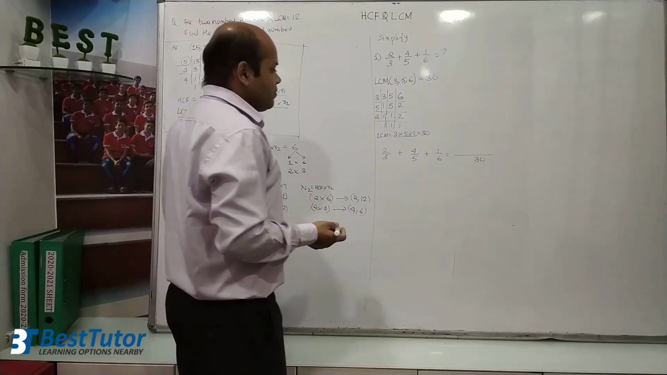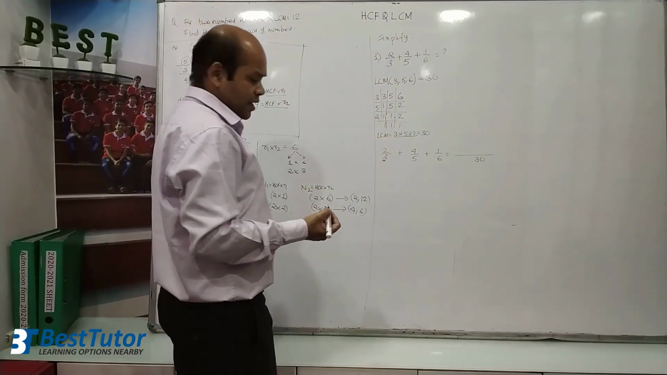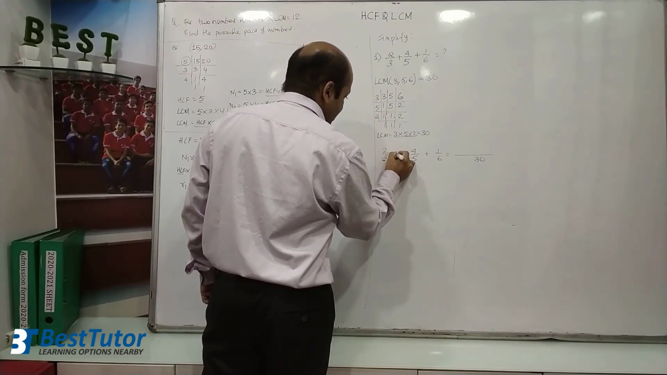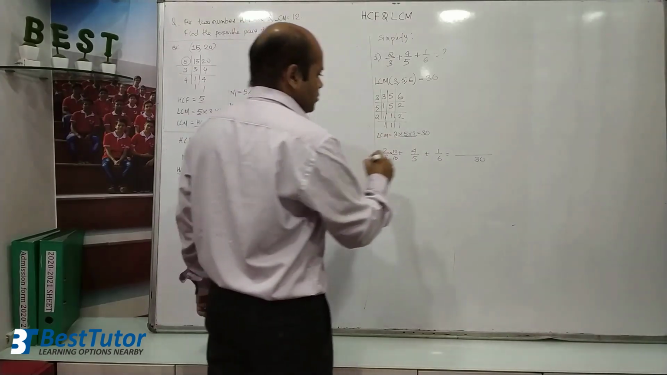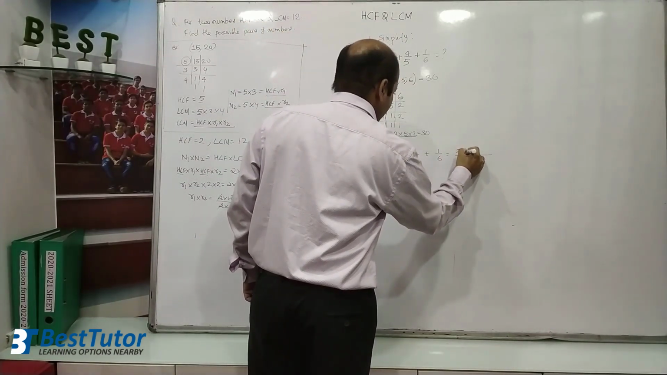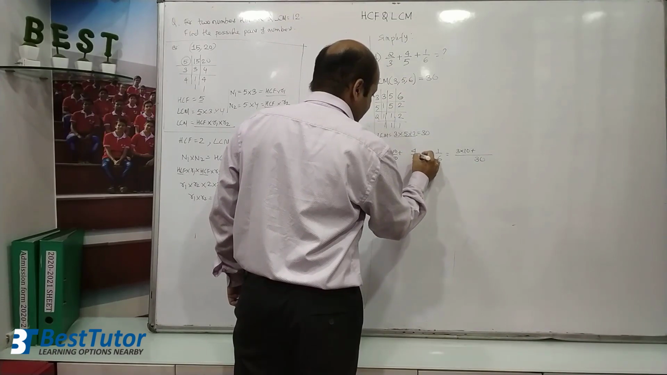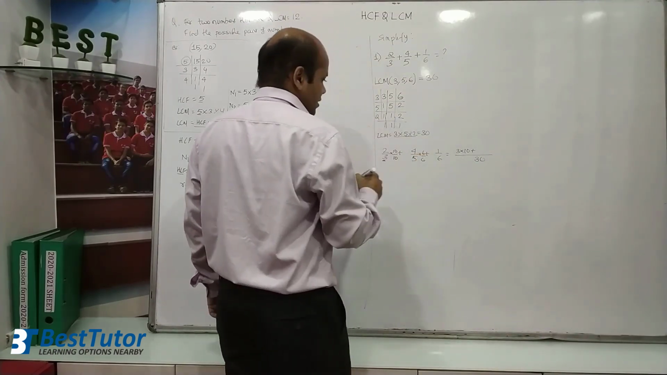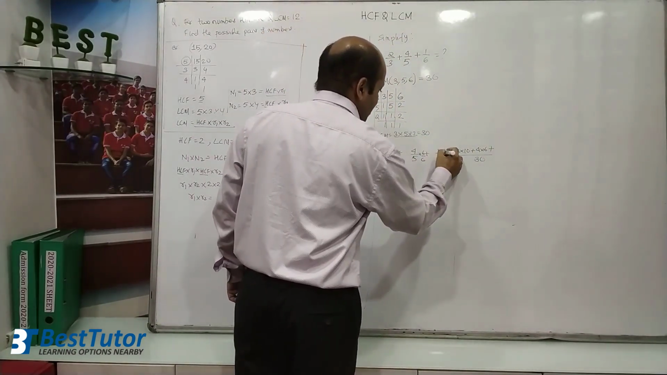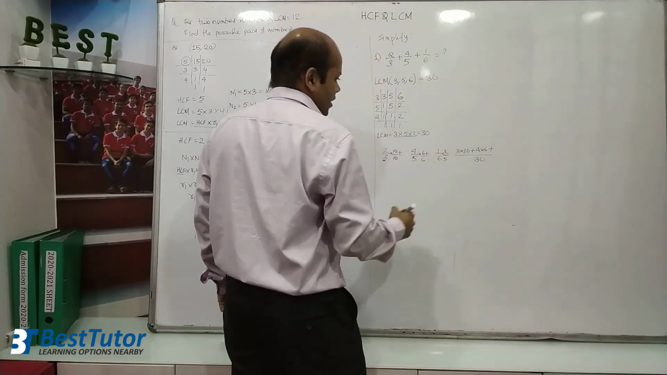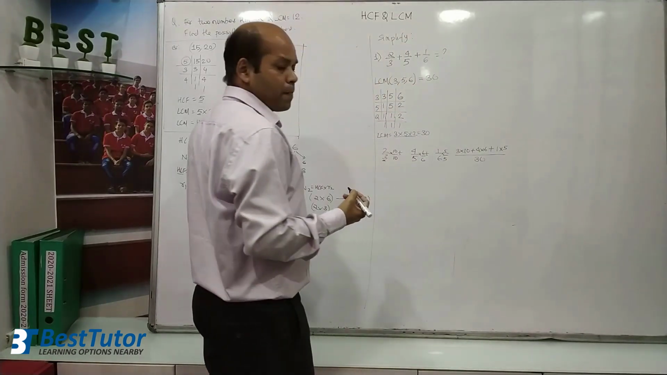I need to make the denominator of all of them 30. So what should I multiply 3 with to make it 30? Multiply by 10. So I multiply 3 by 10. Value should not change, so I multiply and divide by 10. So what does this become? 3 into 10. Right? Denominator 30. Next, what should 5 be multiplied by to make it 30? 6. Multiply by 6. I get 4 into 6. Plus, what should 6 be multiplied by? Multiply by 5. I get 1 into 5. Right? 1 into 5.